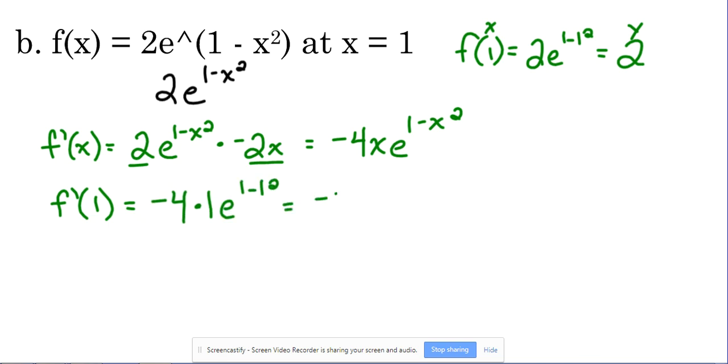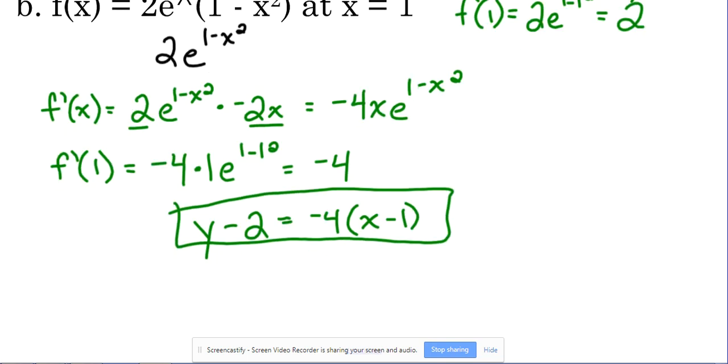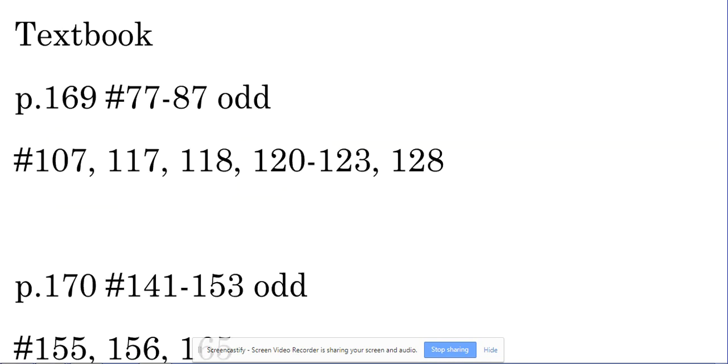So we've got negative 4 times 1 is negative 4. Here's that e to the 0 thing again. So our slope is negative 4. So here is our tangent line. y minus the y value is equal to the slope times x minus the x value. Leave it in point slope form. The majority of the time, if they ask you these questions, they leave it in point slope form. They very rarely put it in slope intercept form. All right, so let's do a little bit of practice.